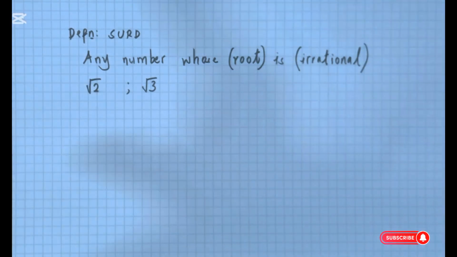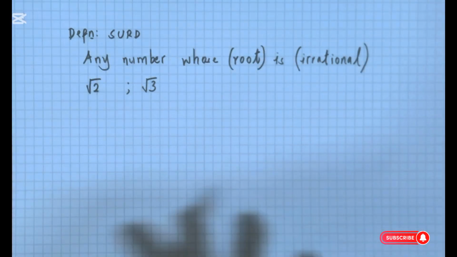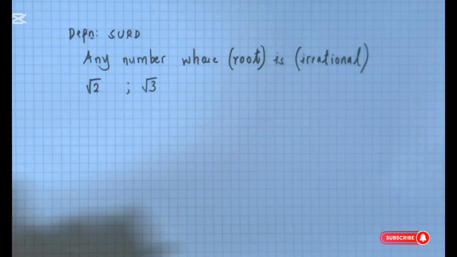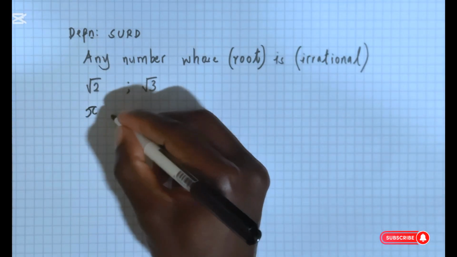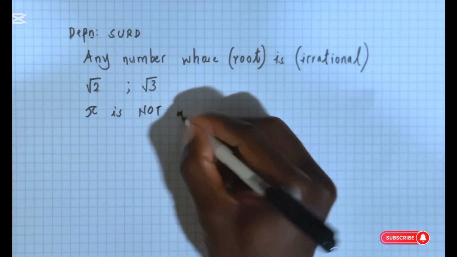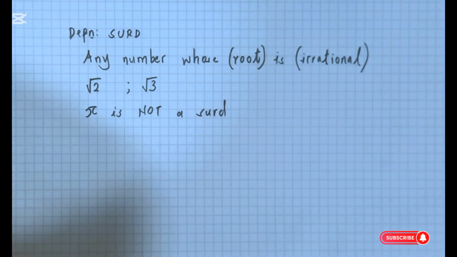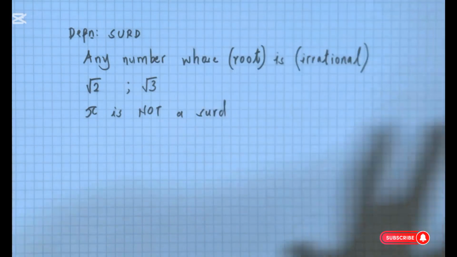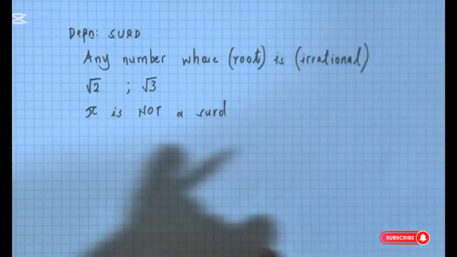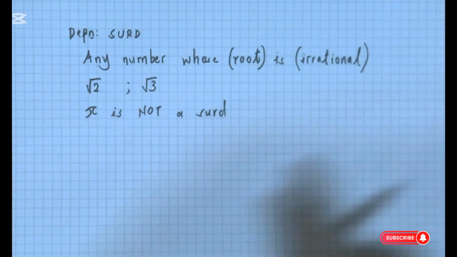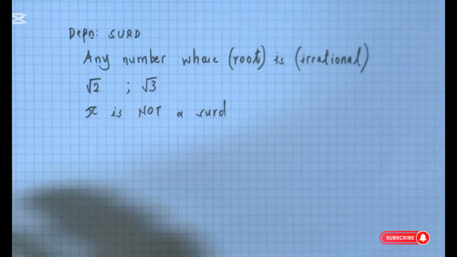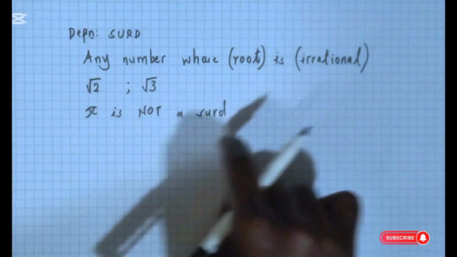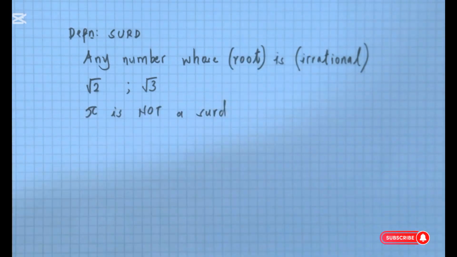That therefore means that not all irrational numbers are surds. So you won't just pick any irrational number anyhow and say that it's a surd. For example, pi is not a surd. Yes, pi is irrational, I agree, but pi cannot be expressed as a root of a rational number, and therefore we say that pi is not a surd.